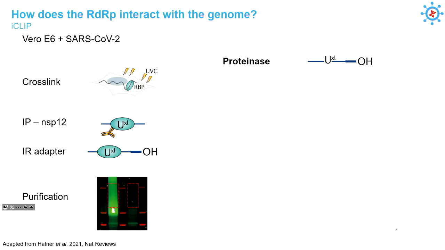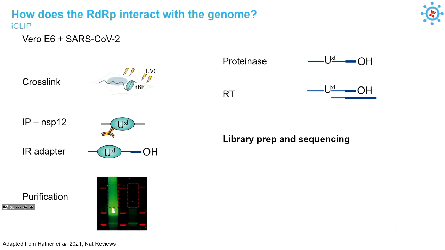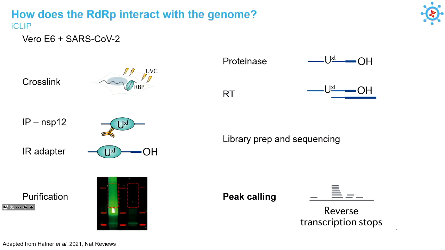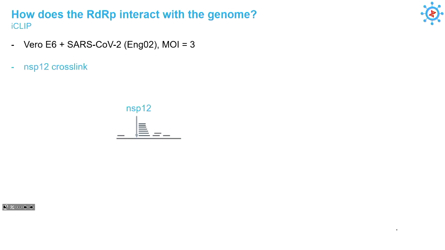Then we digest the protein, which leaves just a tiny peptide at the cross-linking site. So when we perform the reverse transcription, the reads will stop at the cross-linking site. Finally, we do the library prep, we sequence, and we can do the peak calling by analyzing where the reads stop. So this is the kind of data that we get. If we have lots of reads ending in a specific position, this tells us that nsp12 was bound there at an individual nucleotide resolution.